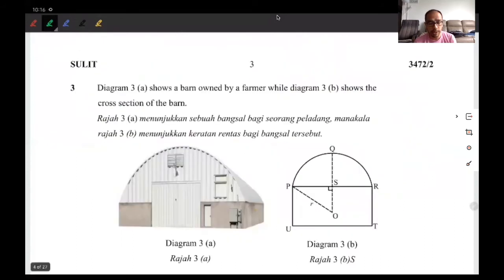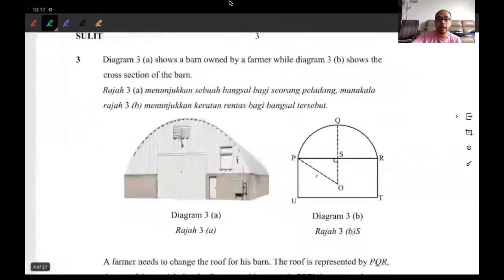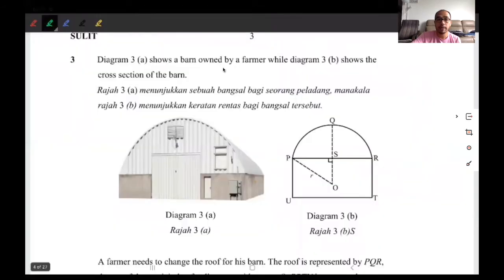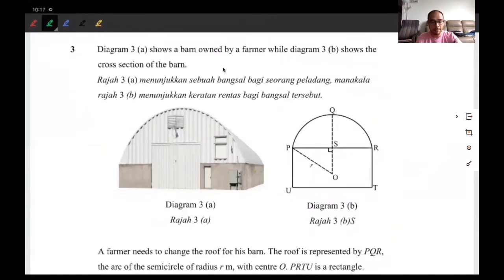Okay, question number 3. Diagram 3A shows a barn owned by a farmer, while diagram 3B shows the cross-section of the barn. Cross-section means yang kamu nampak di depan sini. This whole thing all together. So this is the cross-section.